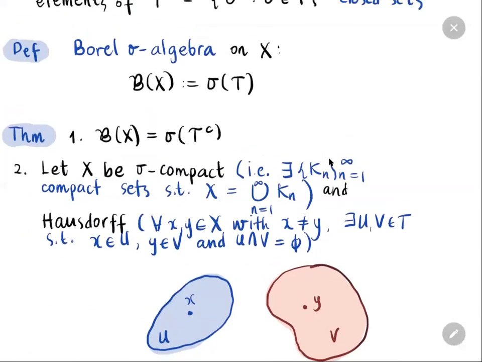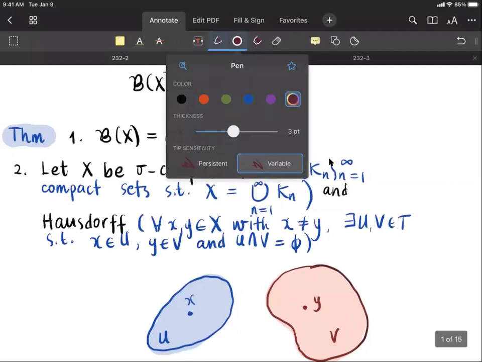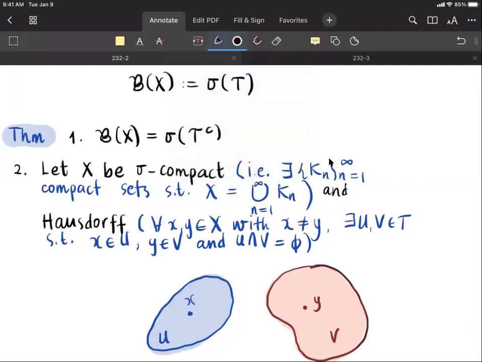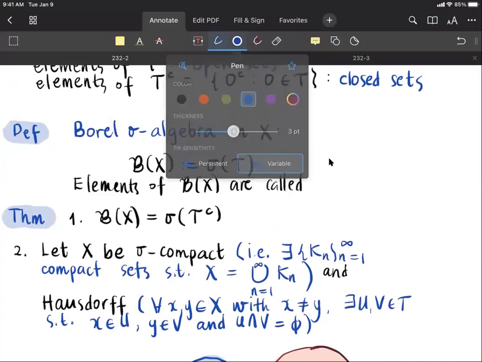Okay, by the way, I should also say that elements of the Borel sigma algebra are called Borel sets. So elements of B(X) are called Borel sets.